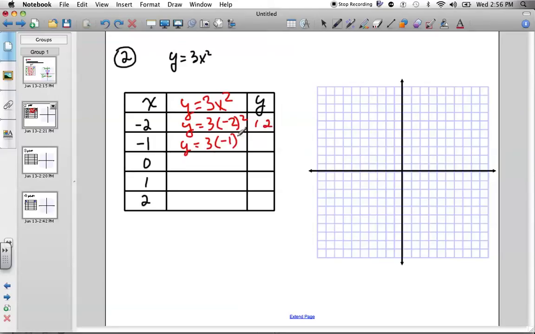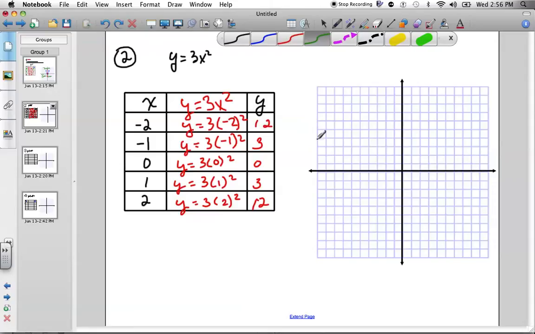Do the same thing with -1. And we plug that in, should get 3. When our input value is 0, we know that 0 squared is 0. And 0 times 3 is 0. And again, you notice here we're starting to get some repeated values in our outputs. And then we're going to go ahead and plot.